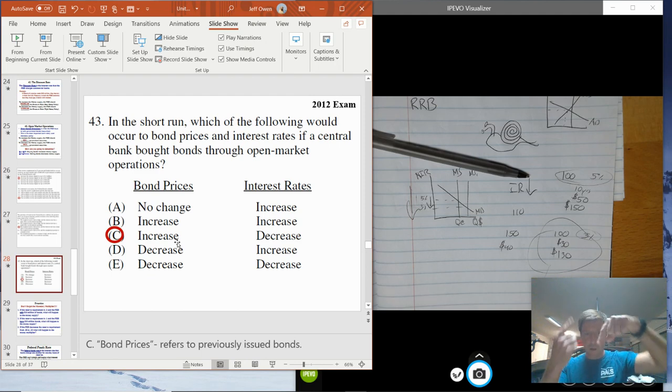And College Board loves to ask this question because it's showing the connection between Unit 3 and Unit 4, and they love to do this also with the crowding out effect, because the crowding out effect can also have an effect on interest rates.